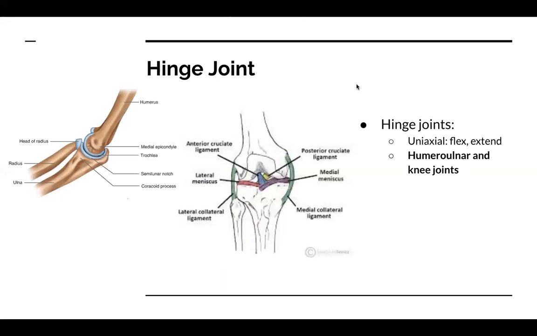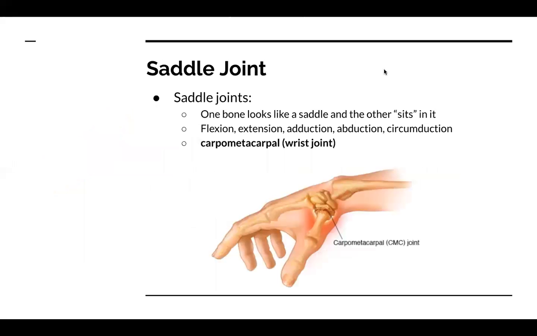Next we have the hinge joint, and they are uniaxial, so they can only go on one axis, either flexion or extension. An example is your humeral-ulnar joint, which is your elbow joint, and your knee joint. They can only go up or down. You cannot move your knee to the side. So that is how it's a uniaxial hinge joint.